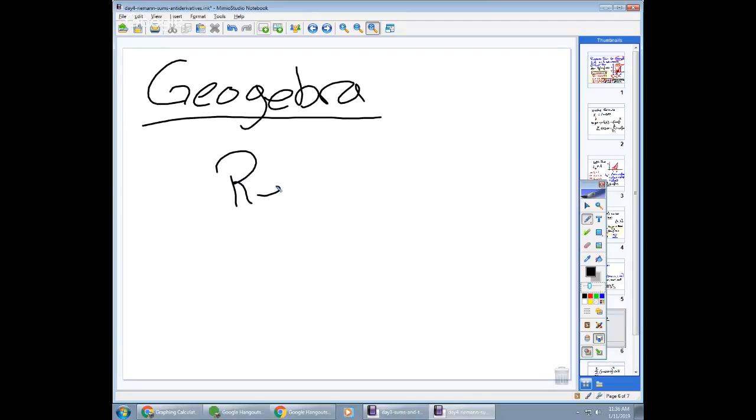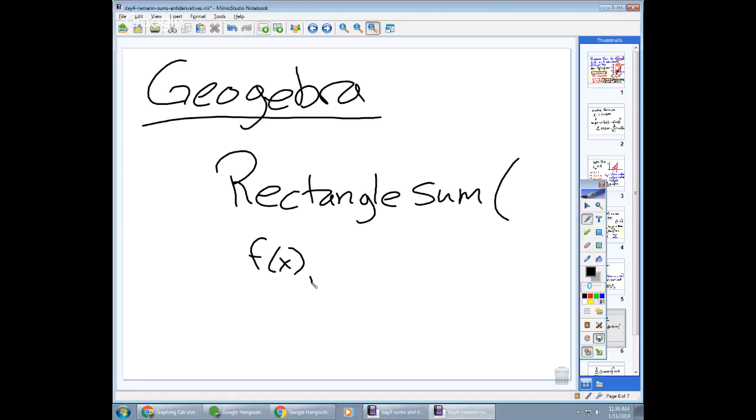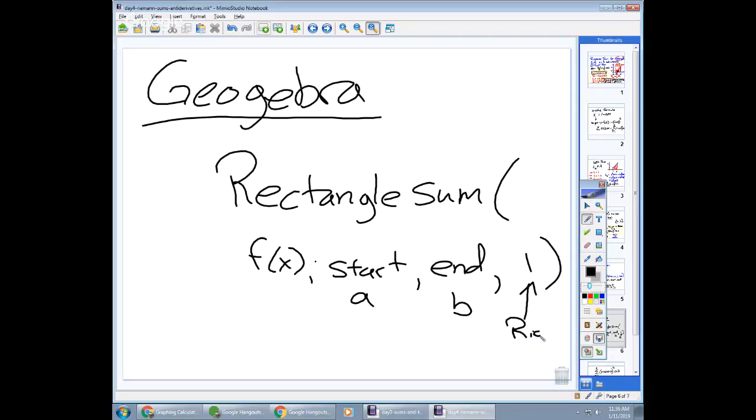But in Geogebra, if you use the rectangle sum function, it's a little bit easier to work with. Because here, it just wants to know what is your function, where do you start, like what value A are you using, where do you end in your interval, what's your ending value, your B value. And then if you're going to use a right-hand endpoint, which we often use, a 1 means right endpoint. Anybody remember what a left endpoint is? Yeah, 0 equals a left endpoint.